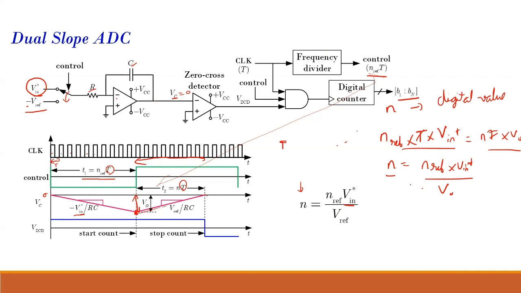N is represented in the form of binary by the digital counter itself. For converting this to our equivalent V in star, there is another logic. Like we have to back calculate the V in from the V reference, right? No, it is not like that.